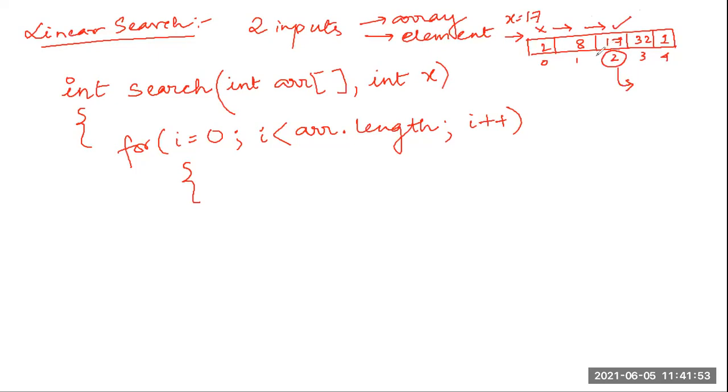And since I return the location of my array if the element is found, these locations are always integer type: 0, 1, 2, 3, 4. Indices are integer values. So here I have a return type of int. What I am searching inside this, I am checking whether the element at array location i, starting from i0, i1, i2, is equal to my element or not. This is an equality operator, double equal to.